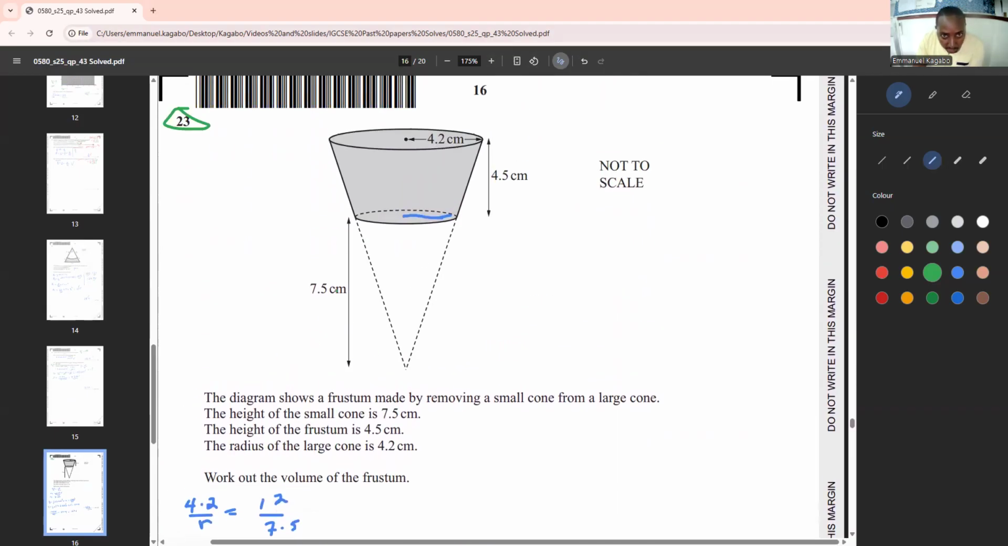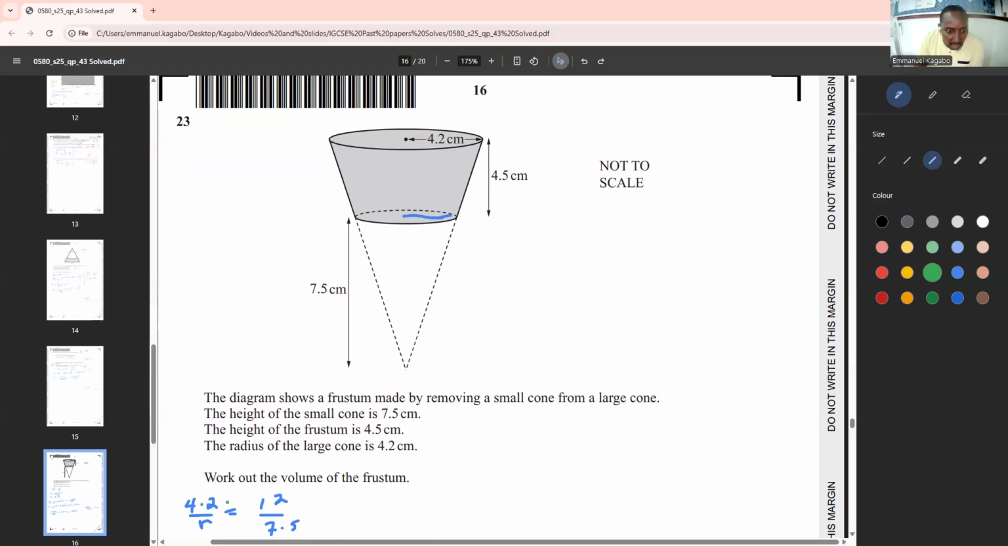Now, from the diagram, we have the radius of a big cone. When I say big cone, I mean everything, including this, before they cut off anything. That is your cone, okay? I'm just trying to show you that. I hope you get that. That is the big cone.